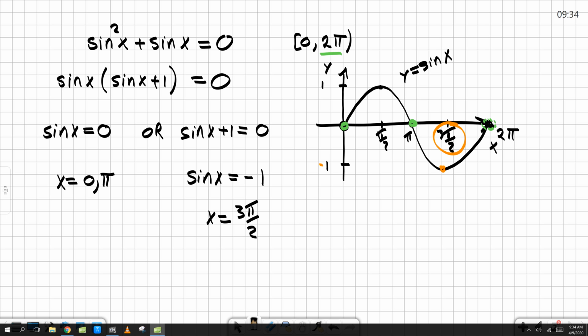These are all of the solutions that I have, and that means that the solution set is going to be 0, pi, and 3 pi over 2.